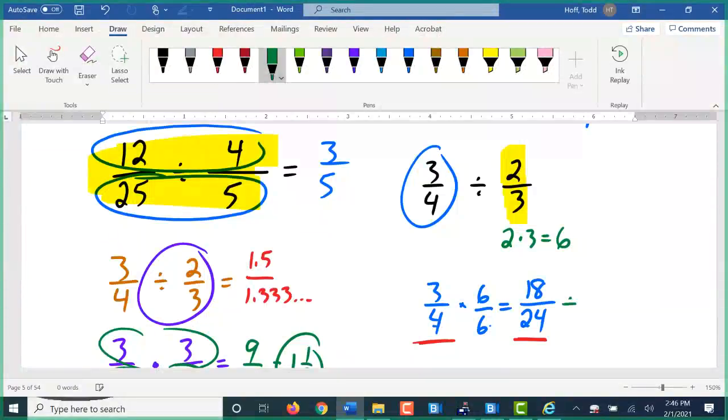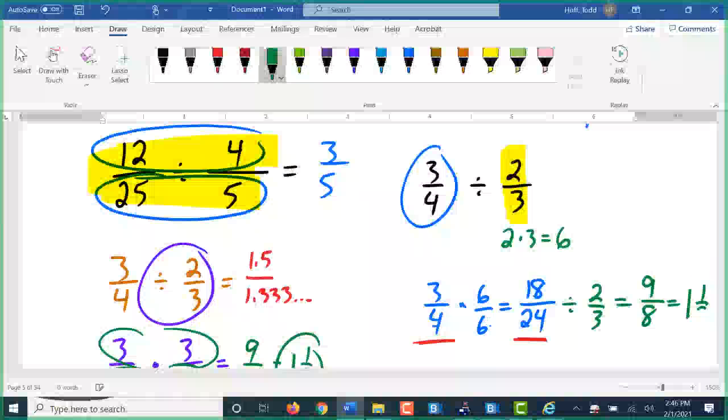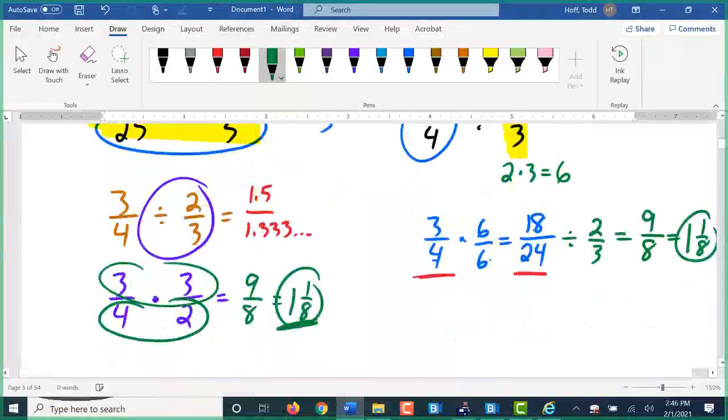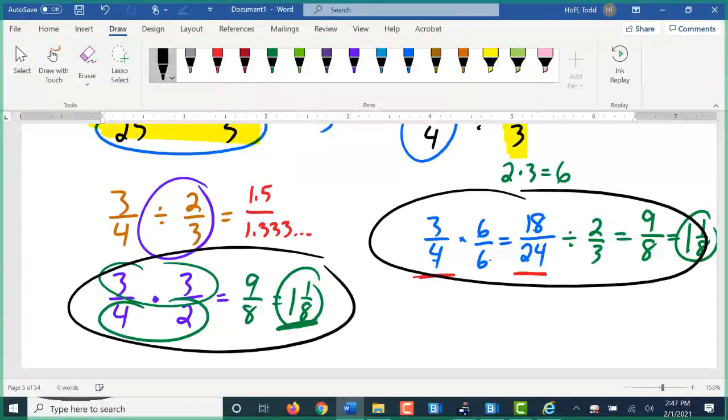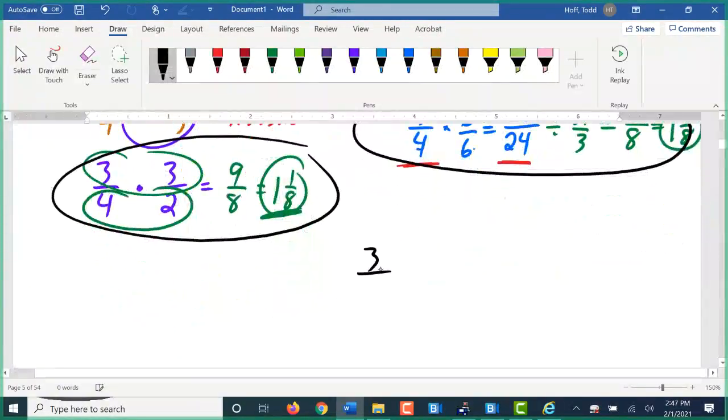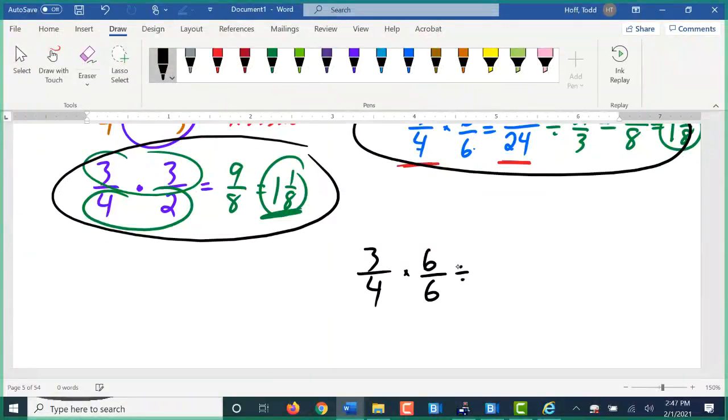Now, if I divide by 2/3, what is 18 divided by 2? 9, and 24 divided by 3? 8. 9 eighths, or 1 1/8. Answer. Now, believe it or not, it's not that huge of a logical leap to get from here to dividing by the reciprocal. At some point, someone looked at this type of problem and noticed that if we fudge our order of operations a little bit, and there are certain cases where you can get around the order of operations, this is one of them.